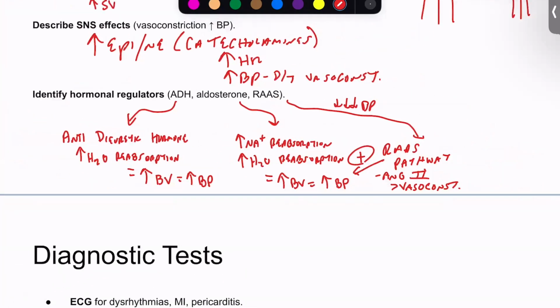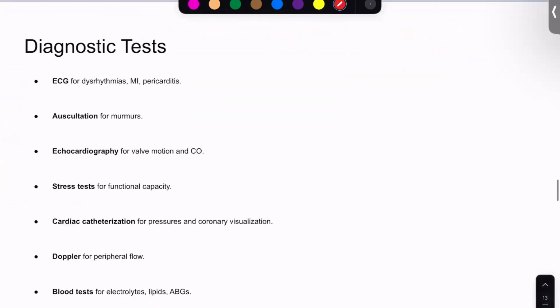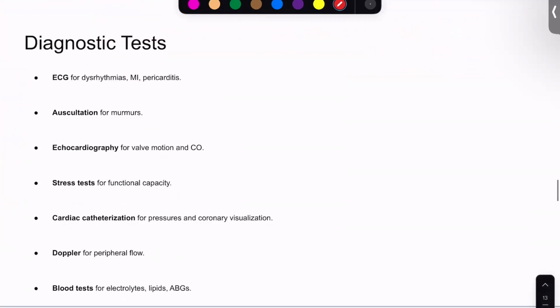Okay. This one I don't really have too much for you. This was more just I wanted to put down a few of the diagnostic tests and what we use them for. So obviously we use an EKG to diagnose dysrhythmias, different MIs, pericarditis even. Auscultation. So obviously this is going to be best done with a stethoscope.